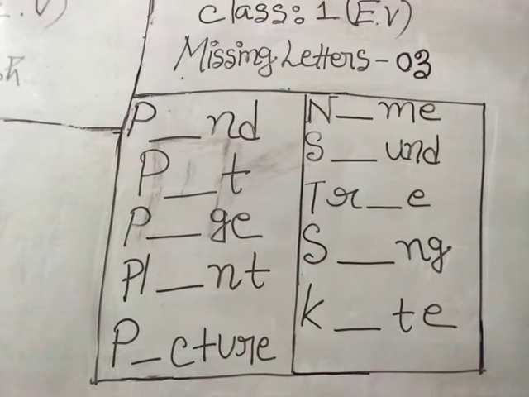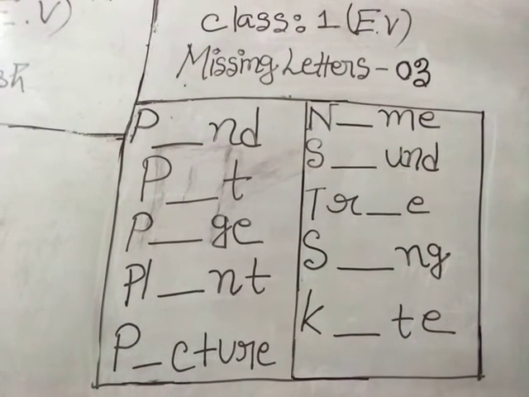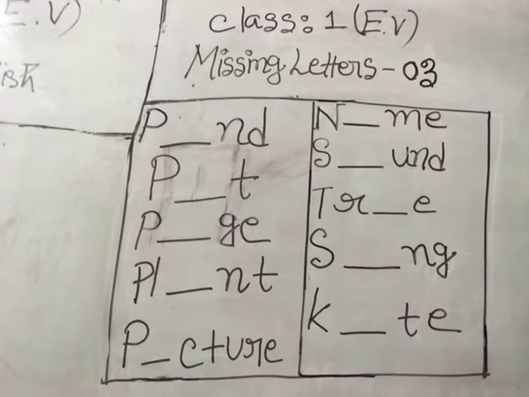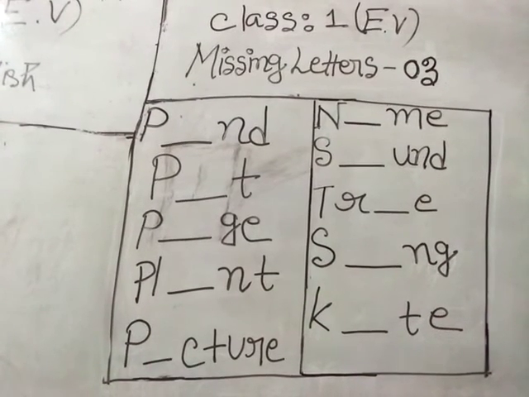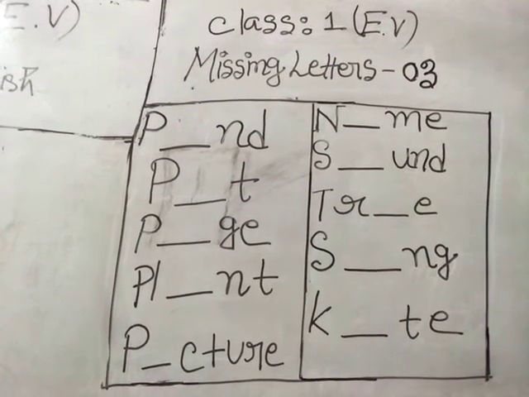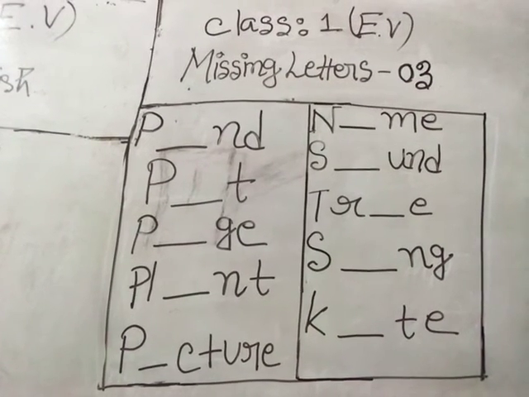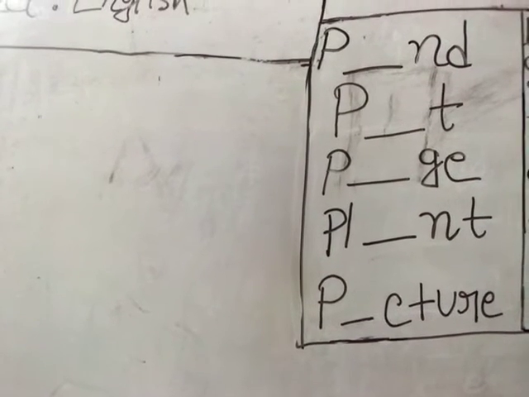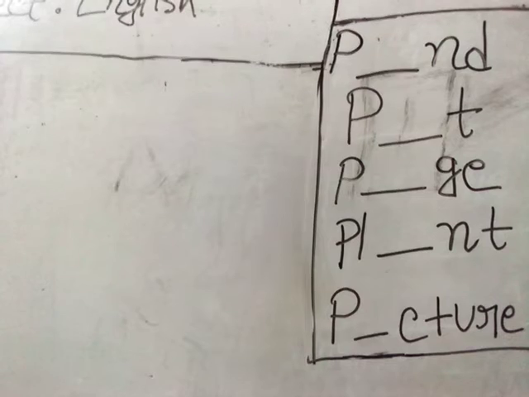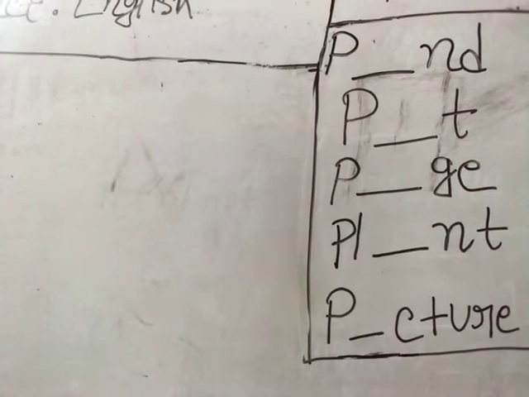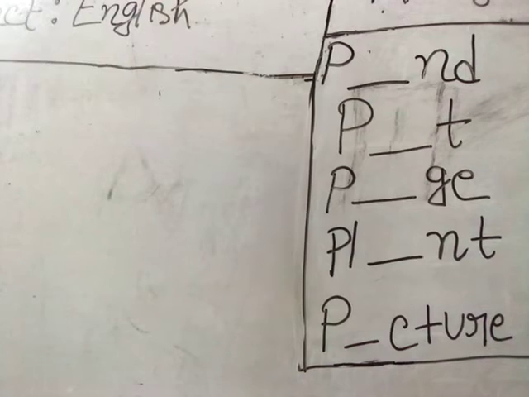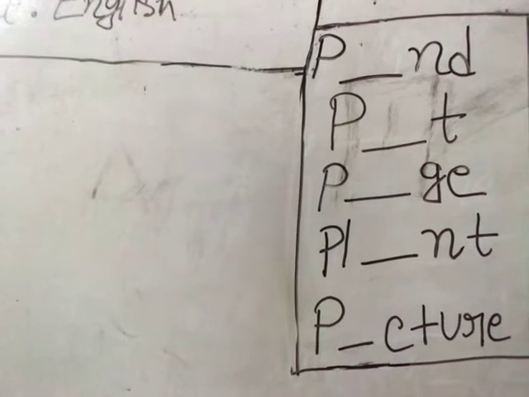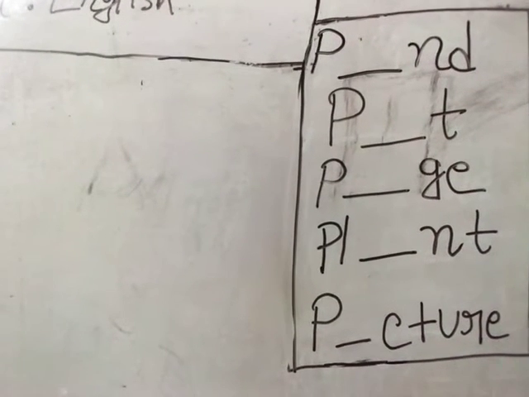I hope you already have your pencil, eraser and exercise book with you, so that you can follow Miss's instructions properly and note the answers down right now with me, and you don't need to waste your time any further. Okay, so here P dash ND. First we should solve box number 1. In the first box we can see the words P dash ND, P dash T, P dash GE, PL dash NT and P dash C TURE.